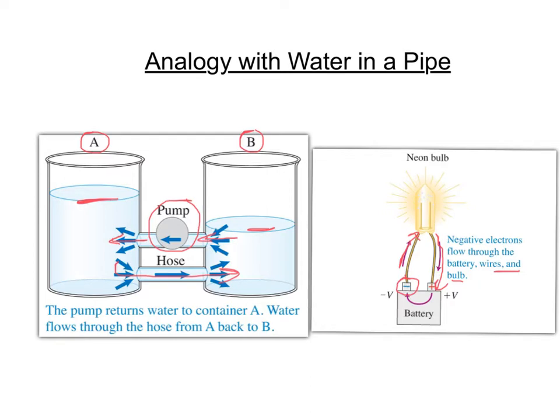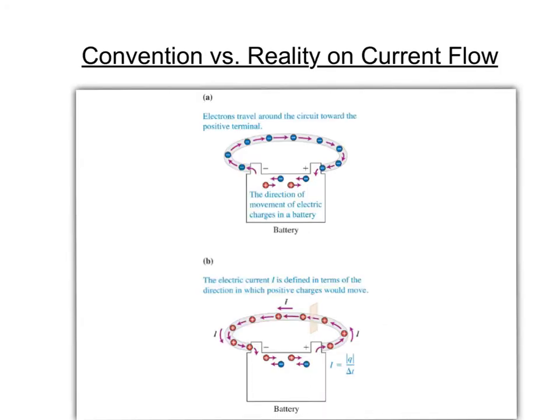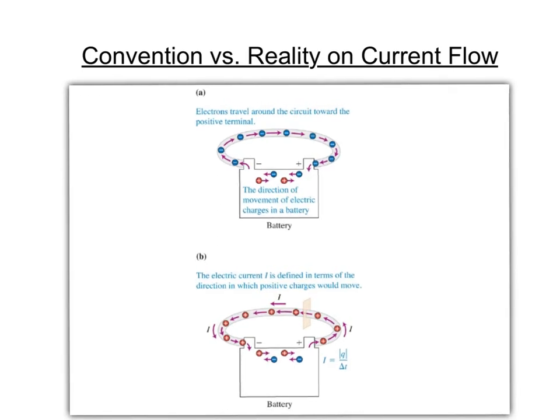water in a pipe. Now we need to talk about what really happens in a battery versus the convention. As I mentioned, with a battery, the direction of movement of the electric charge in the battery is that electrons move from the negative terminal to the positive terminal. Electrons are the things that are free in the atom to be released and to move through the wire. Unfortunately, not unfortunately, it's just the way it is.